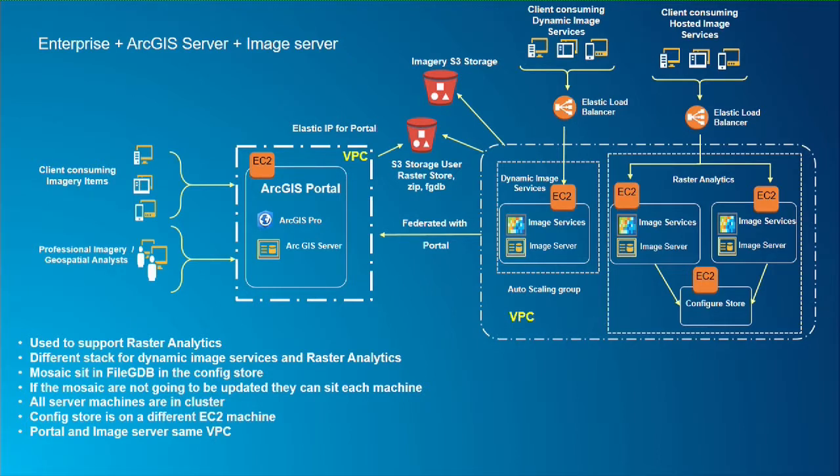If you need to do that rapid processing on large areas, parallel processing to build out very large data sets using raster analytics. And in this case, another difference is that the configuration store is actually on a separate EC2 instance to manage your multiple instances of raster analytics accessing that. So this is, again, if you're scaling up to a larger configuration.